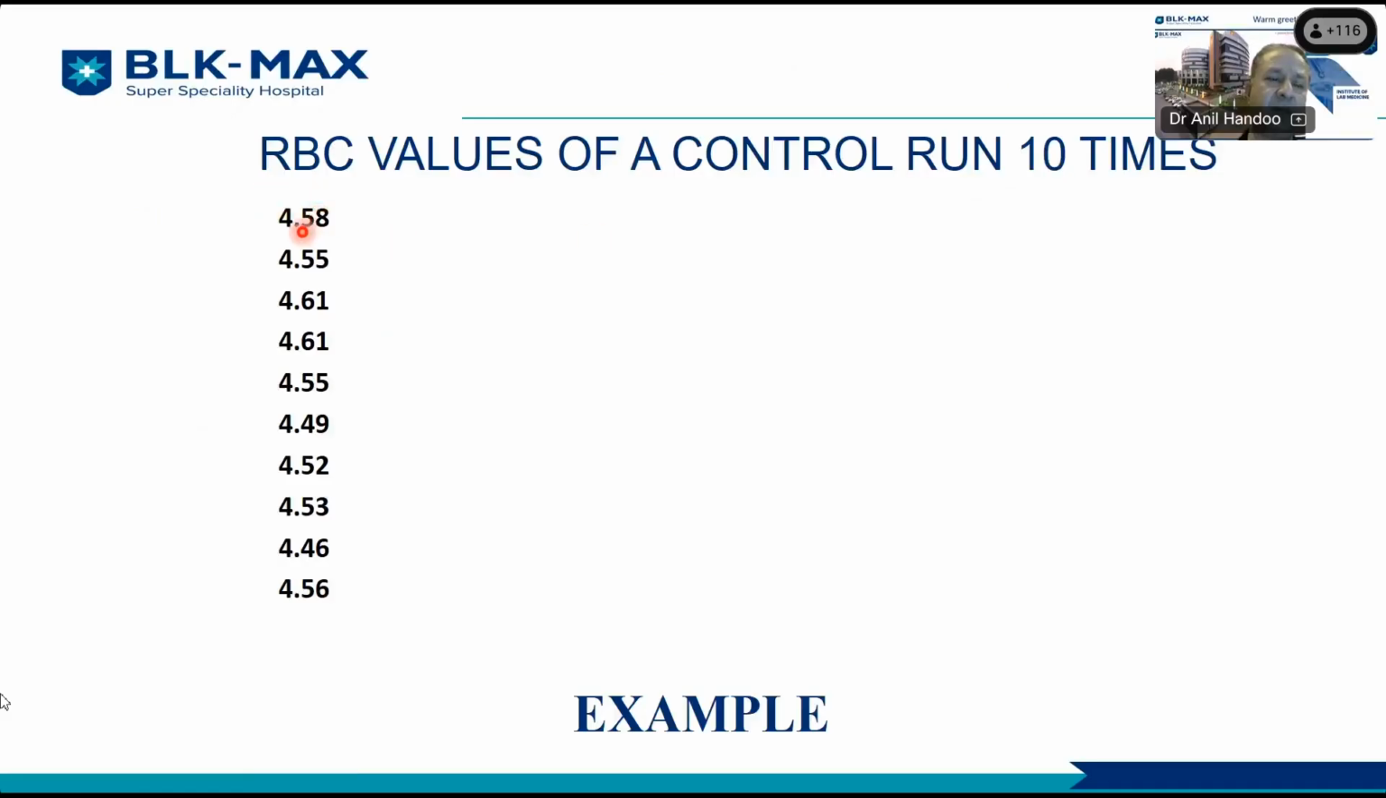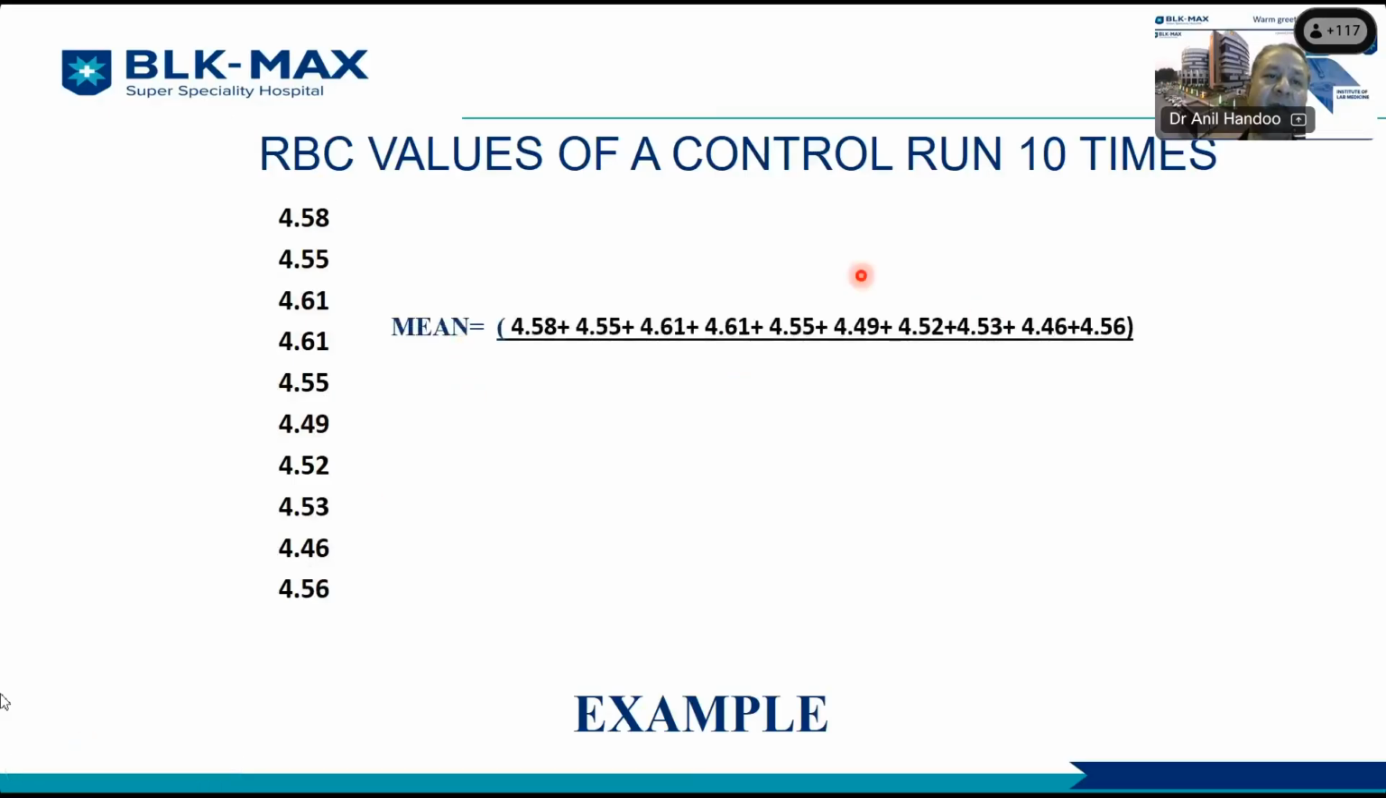If you look at these values, what's happening here? You have different values. You have a value of 4.58, and all these are in millions. 4.58, 4.55, 4.61, and then you have a smaller value of 4.49, 4.46. So there is some degree of variability in the values that you got over here. And now you take a mean of all this.